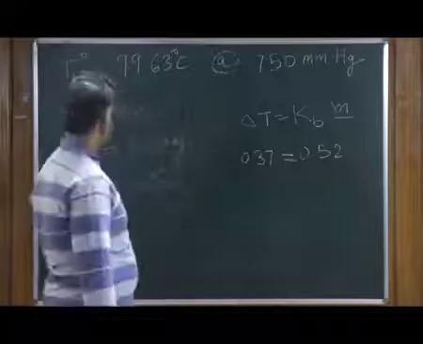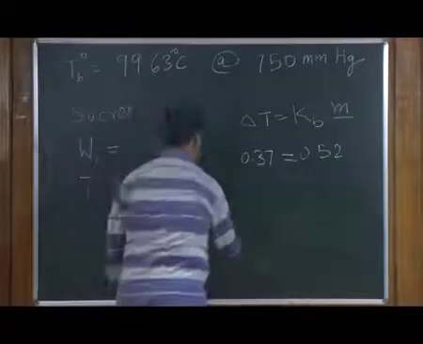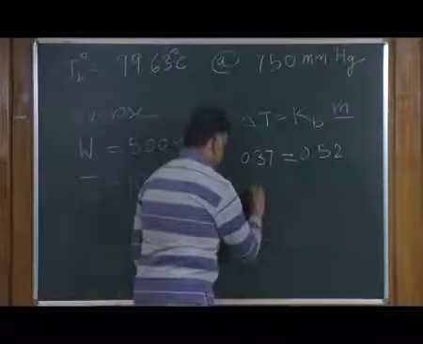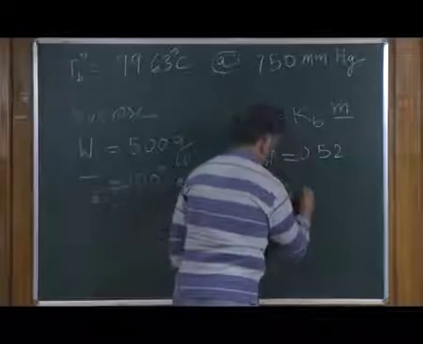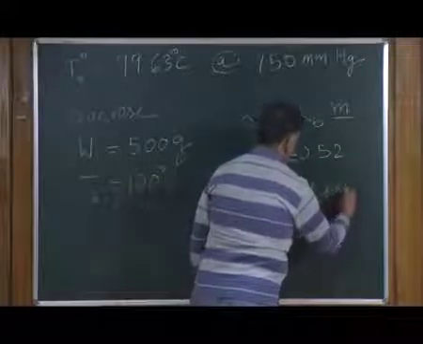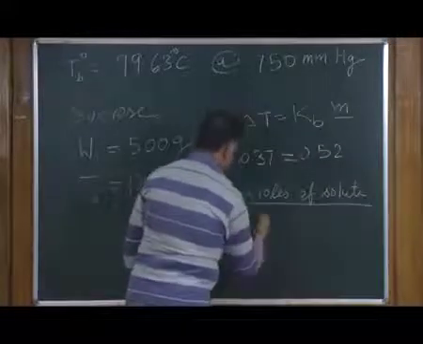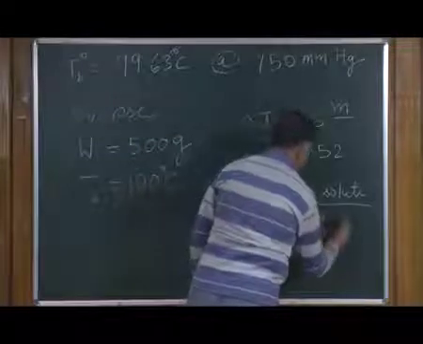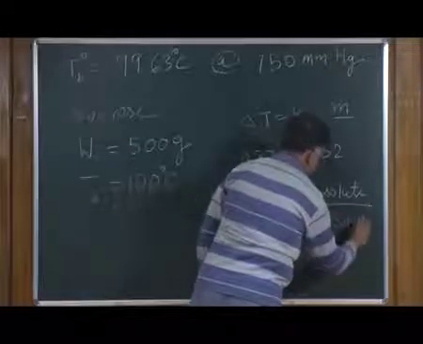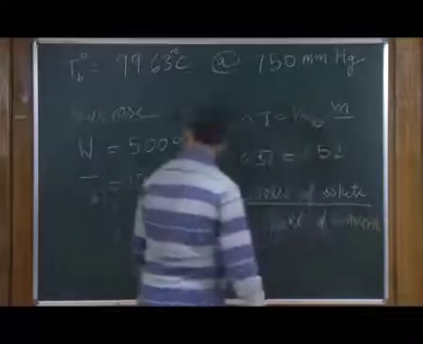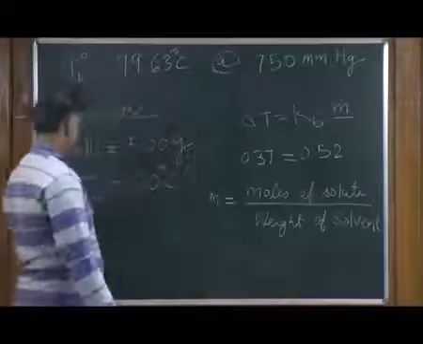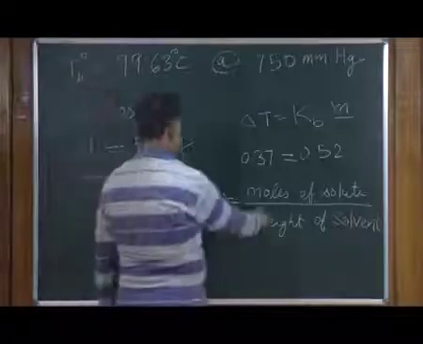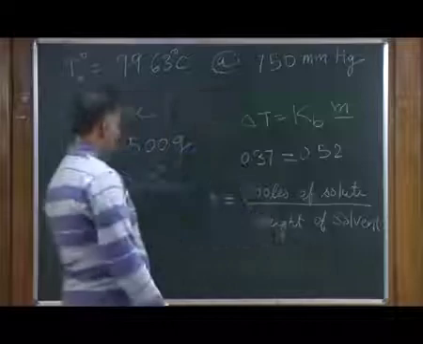So, the definition of molality is, let us go to our ABCD. Definition of molality is moles of solute divided by weight of solvent. So, weight of solvent is given right here, 500 gram, in kg, 0.5 kg, and the moles of solute. So, we need to figure out what is the weight of solute.